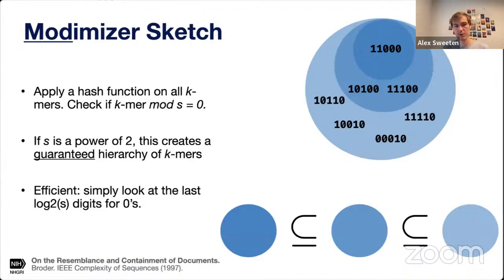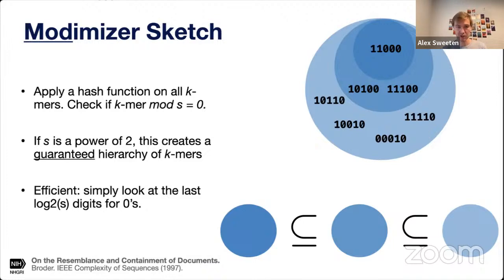And so for our case, we're going to use the Modomizer sketch. So the Modomizer sketch is quite simple. First, you convert each pairwise combination of intervals into sets of k-mers. And then given each k-mer, you plug it through a hash function so that you get an integer. And then you divide that integer by some value s, and you check if the mod s of that value is 0. So if it's divisible, for example, by 2, then you can just check that by whether it has a 0 in its least significant digit. And if it is, then we put that k-mer into our sketch. If it's not, then we can toss it away. We no longer need it.